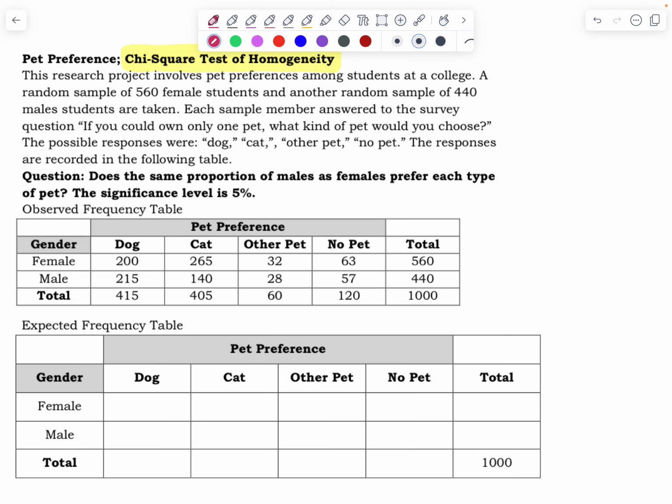They give you an observed frequency table. This is a two-way contingency table. There are two variables. The first one is gender. The second one is pet preference. So let's say out of 1,000 people, 200 of them are female and prefer to have a dog, and then 140 are female and prefer a cat, and then 28 of them are male and prefer another pet, and then 63 are female and prefer no pet, and then we have a row total.